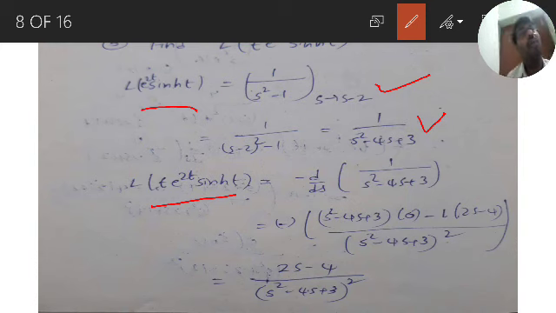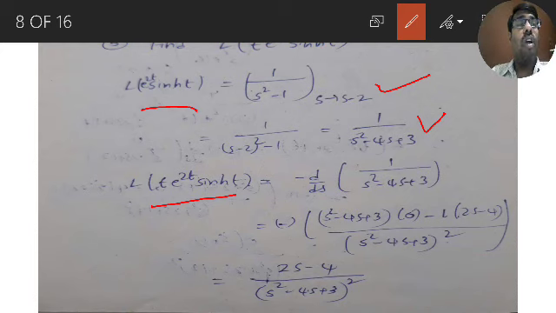So what is the denominator? s square minus 4s plus 3, and what is the numerator? It is 1. So v, that is s square minus 4s plus 3, into derivative of 1, which is 0, minus 1 into derivative of s square minus 4s plus 3, which is 2s minus 4. Minus into minus plus. What will we get? 2s minus 4 by (s square minus 4s plus 3) whole square. So this is the answer.